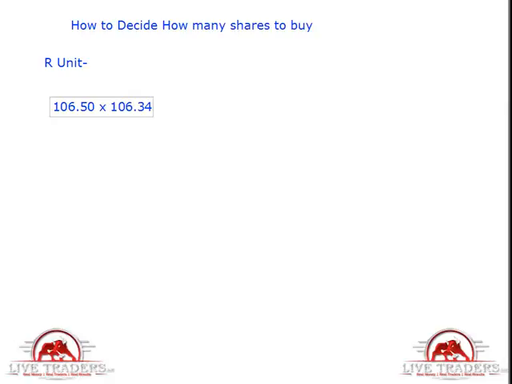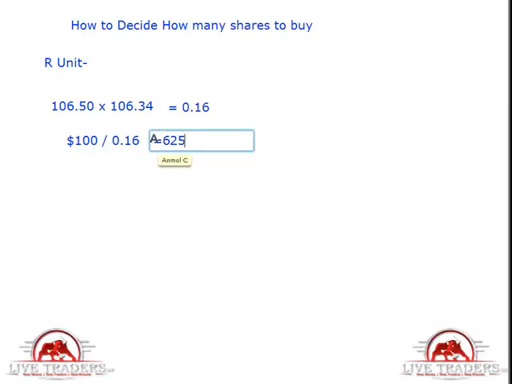So now if you wanted to lose only $100, not more, okay? Only $100, how many shares would you buy? It's pretty simple. You take the stop loss size is 16 cents, okay? So now how you calculate how many shares to buy is you only want to lose $100 divided by 16 cents. That's how you would decide, okay? So $100 divided by 16 cents, you get 625 shares, right?